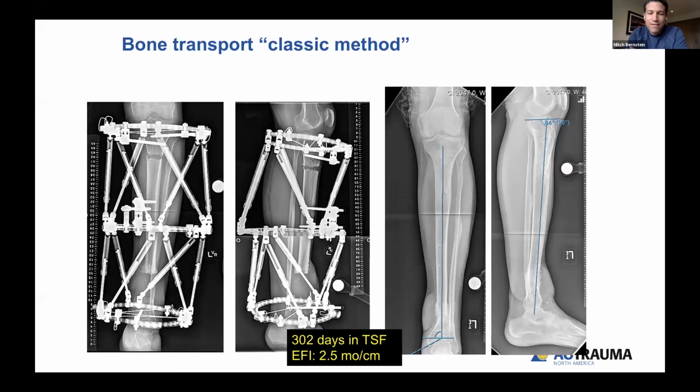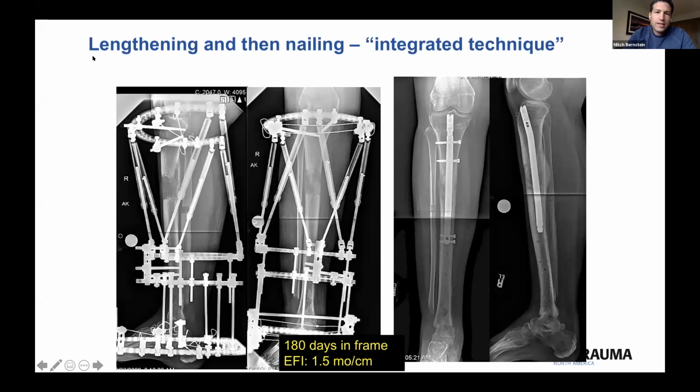So this is an EFI of 2.5 months per centimeter. That means for every centimeter of lengthening, this patient's in the X-fix for 2.5 months. So this is a real pain in the butt for the patient. This is very cumbersome and quite irritating. So this is a type of integrated technique. This is lengthening and then nailing. So we're doing a bone transport into an ankle fusion. So you're doing your distraction osteogenesis with a hexapod, but then you're stabilizing the regenerate with an IM nail. And you bring down your EFI to 1.5 months per centimeter.